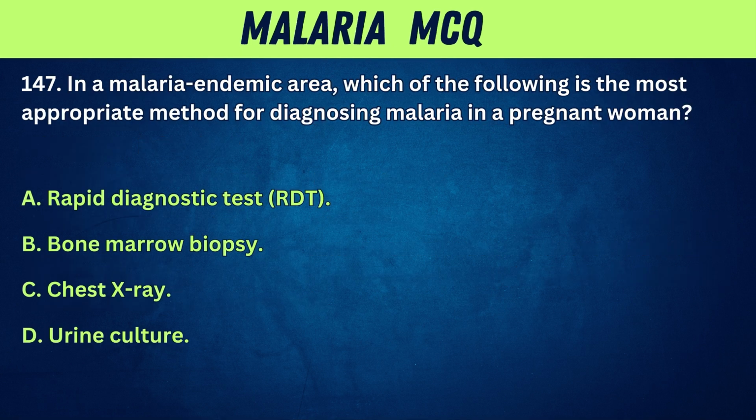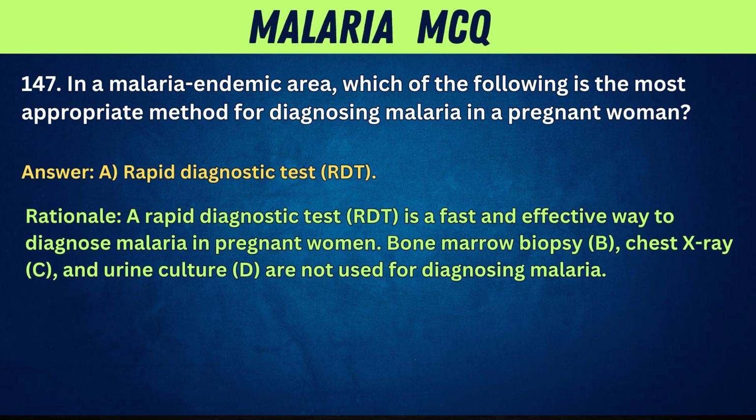147. In a malaria-endemic area, which of the following is the most appropriate method for diagnosing malaria in a pregnant woman? A. Rapid diagnostic test, RDT. B. Bone marrow biopsy. C. Chest X-ray. D. Urine culture. Answer: A. Rapid diagnostic test, RDT.